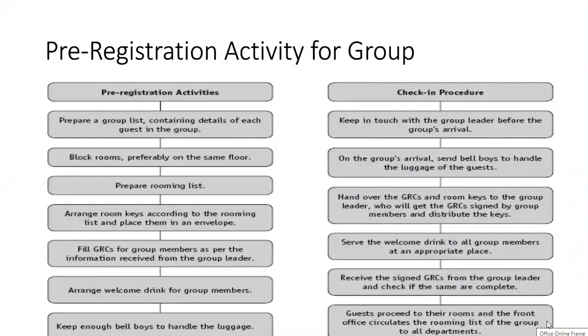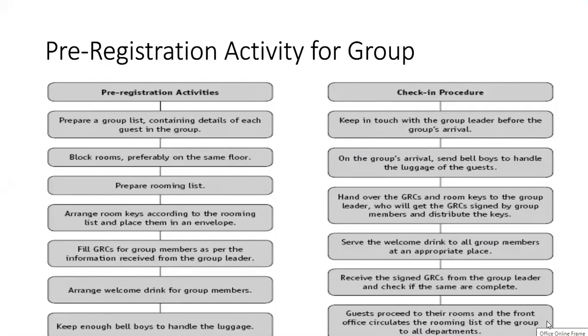So they are basically divided in two parts. One, pre-registration activity happens, then check-in procedure happens. In the pre-registration activities, we prepare a group list containing the details of each guest in the group. Then we block the room, preferably on the same floor.